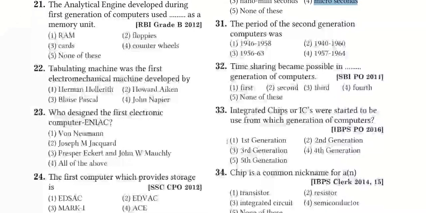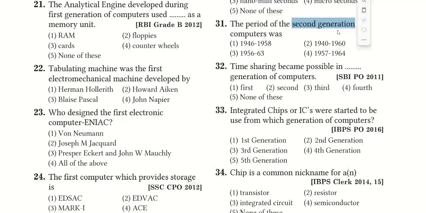The period of first generation computers was 1940 to 1956. The period of second generation computers was 1956 to 1963. Time sharing became possible in second generation computers.